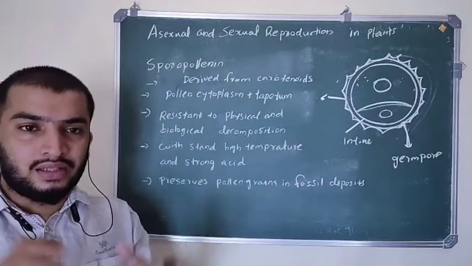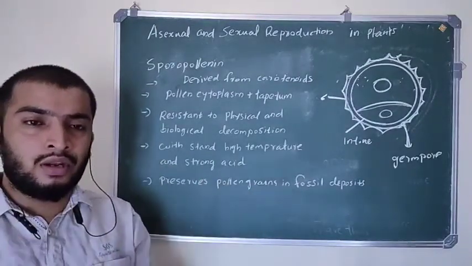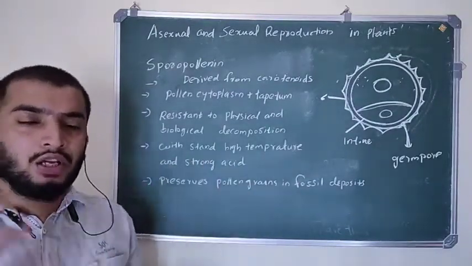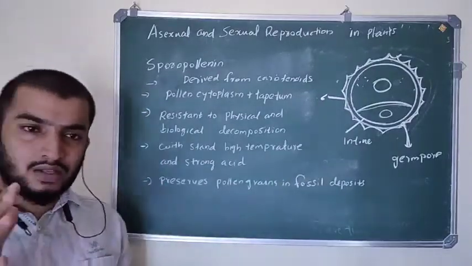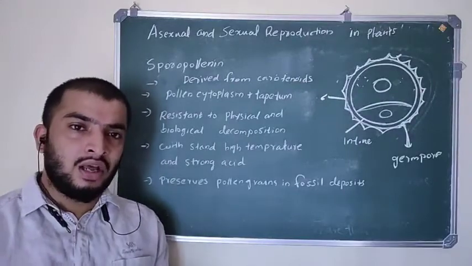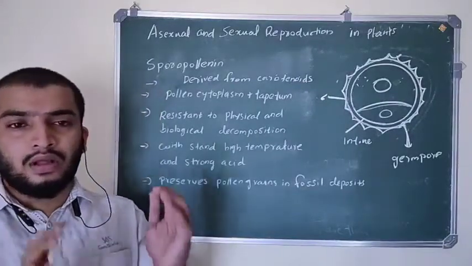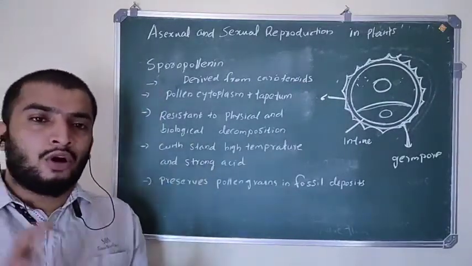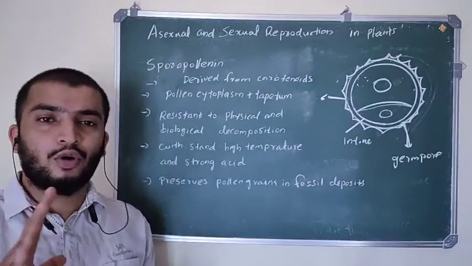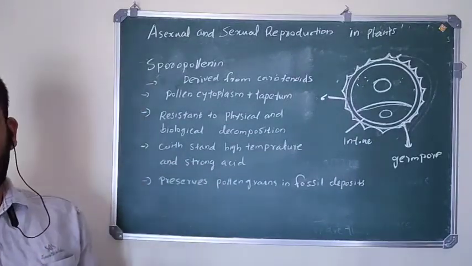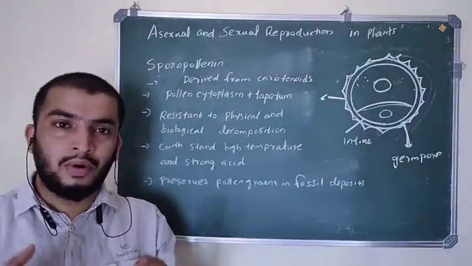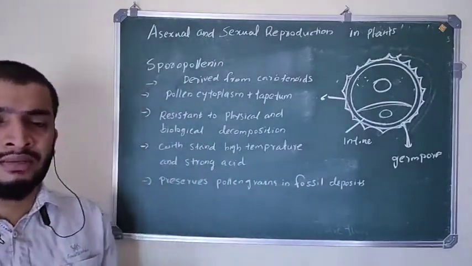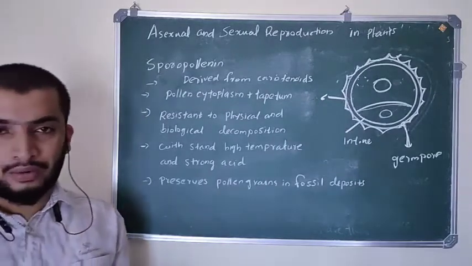Okay, and the components of sporopollenin are contributed by the pollen cytoplasm and also the tapetum. We already discussed the tapetum and its function. At that time I told you the tapetum contributes to the formation of sporopollenin and pollen kit. So sporopollenin is formed with the help of pollen cytoplasm and tapetum.